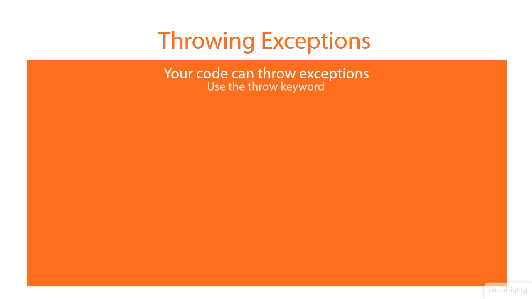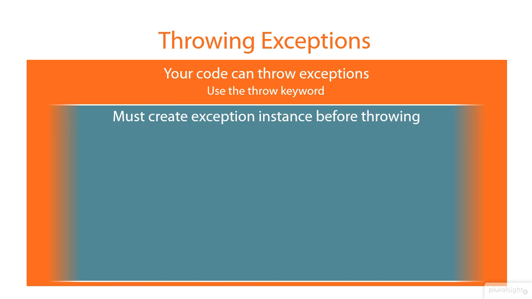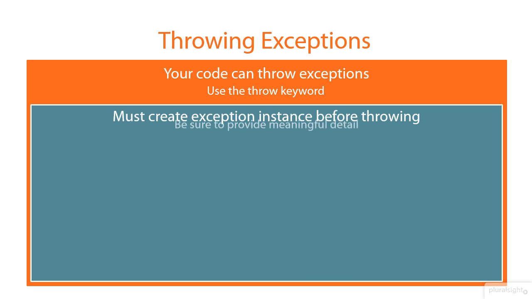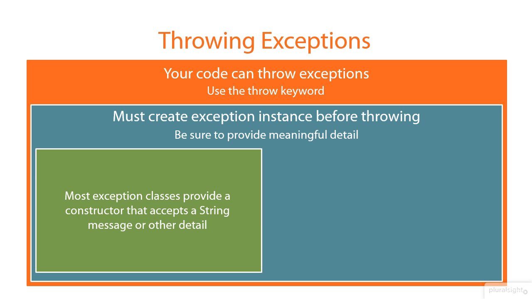Now, the way we throw an exception is quite easy. We simply use the throw keyword and then provide an instance of the exception we want to throw. Now remember that exceptions are objects, so they have to be created before they can be thrown. So we just create them with the new keyword. And one of the most important things to remember when throwing an exception is that you want to be sure that you provide meaningful detail. We want to make it easy for whoever has to handle this exception to be able to figure out what was wrong. Now most exception classes provide a constructor that accepts a string message or some other detail.